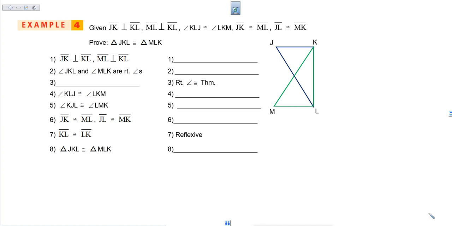Okay, then our last one. Again, circle your given information, and you can write down given next to it. Remember, proving, you cannot write down given next to it. There's something else we write down next to what we want to prove. So first off, we want to find segment JK is perpendicular to segment KL. Remember that upside down T means perpendicular.